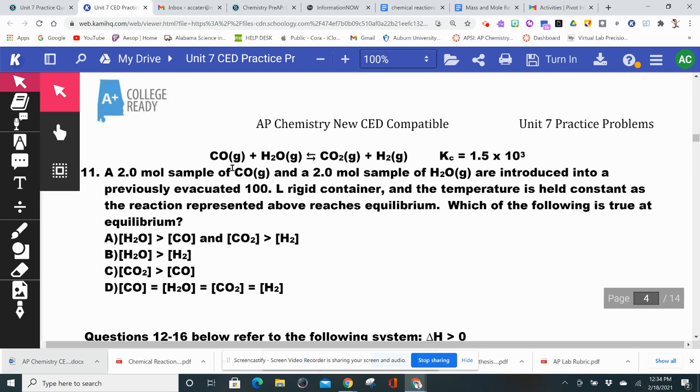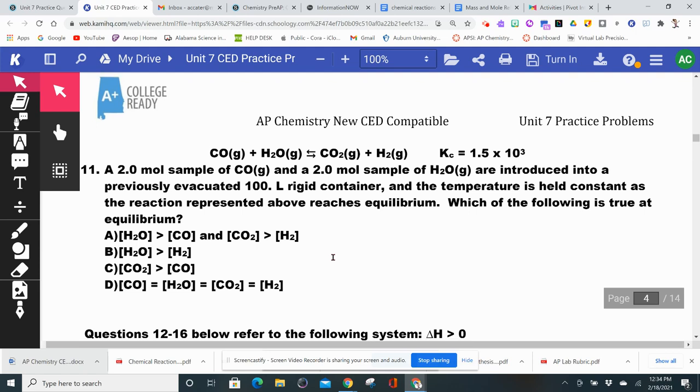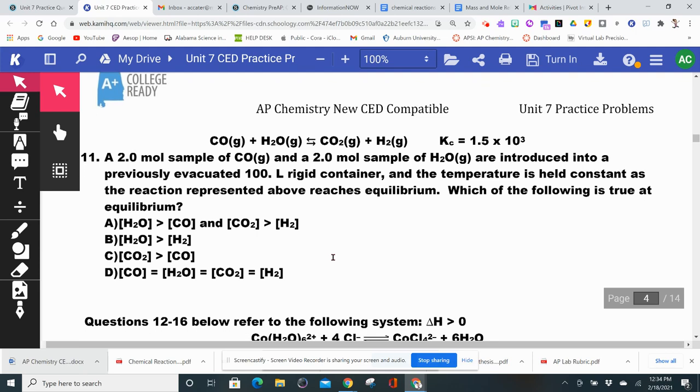Concentration of water is greater than the concentration of CO. Concentration of CO2 is greater than the concentration of H2. This is a 1-to-1-to-1 ratio too, so temperature is held constant.